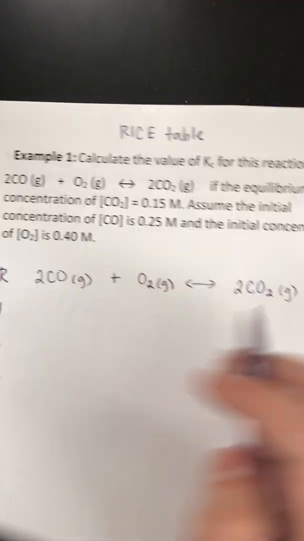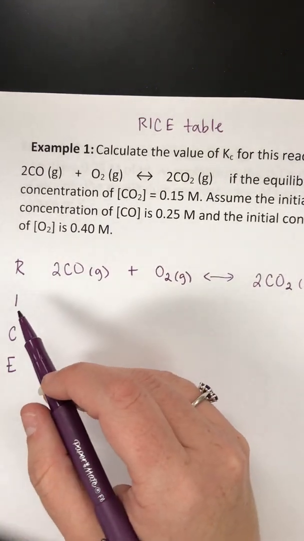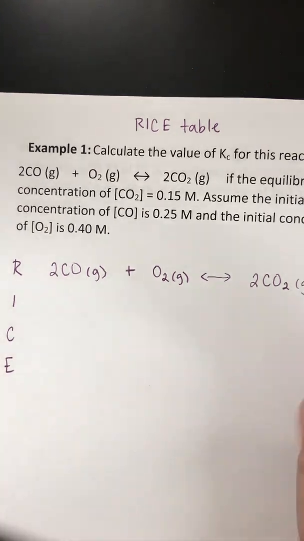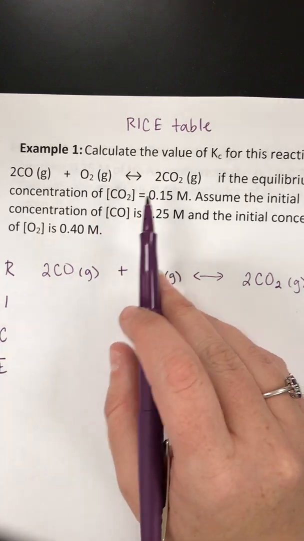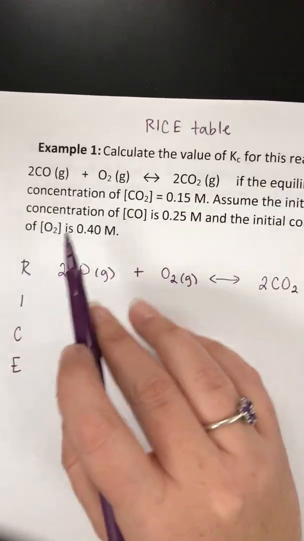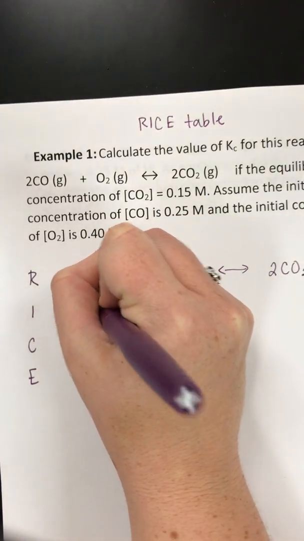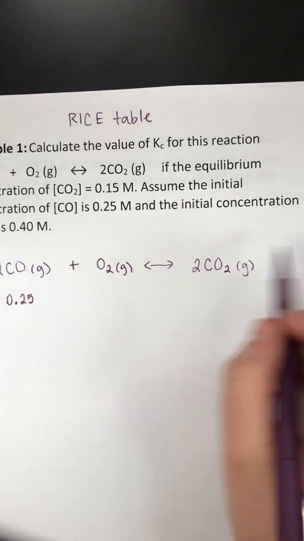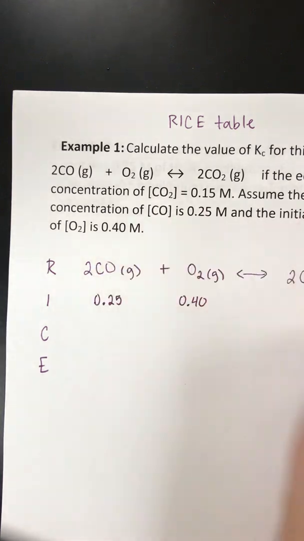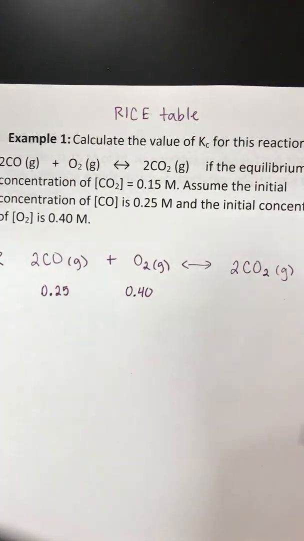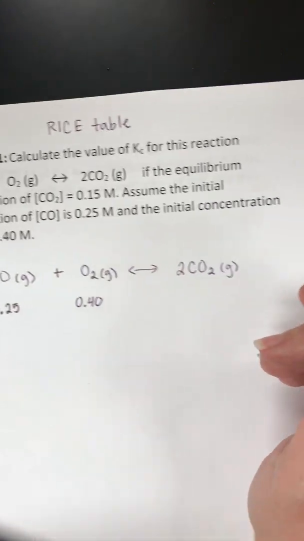The next thing that we need to talk about, so R stands for reaction, and then I stands for initial. So what's our beginning amounts? So this at equilibrium is not an initial. Our initial, it says the initial concentration of CO is 0.25 M, so 0.25, and the initial concentration of O2 is 0.40. So in your Rice table, they always need to be concentrations. They should always be molarities.